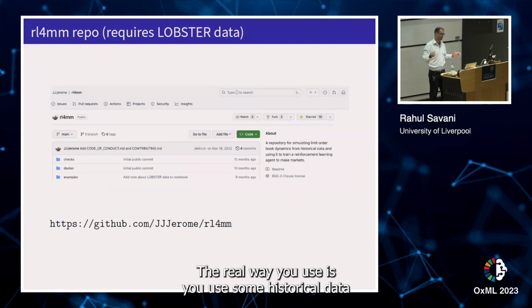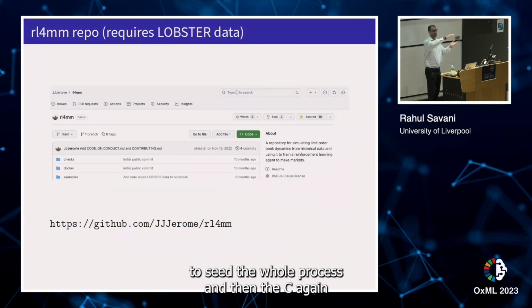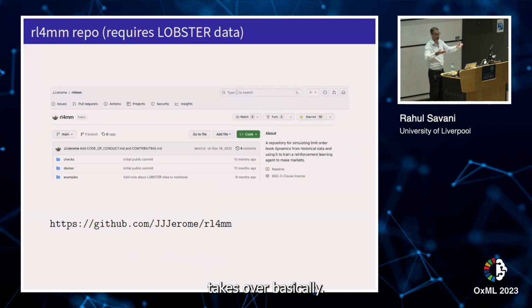Actually, you do both. The real way you use it is you use some historical data to seed the whole process, and then the C-GAN takes over, basically.